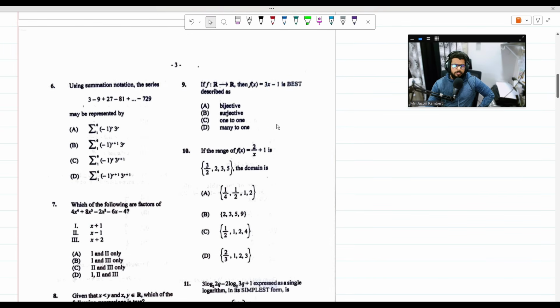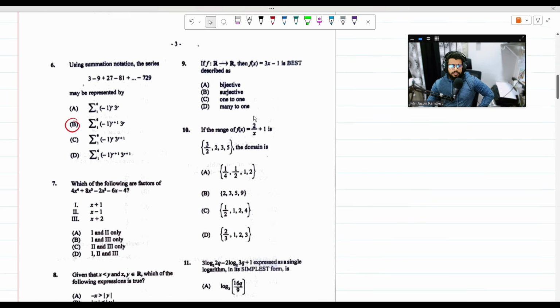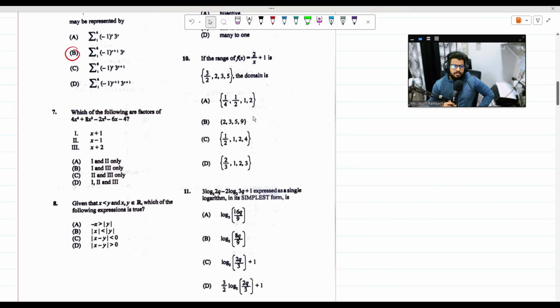Using summation, this will be the r plus 1 and 3 to the r. Yeah, because it's alternating, good. Which of the following are factors of this? This is a repeat question. I know 1 and 2 are factors, and not, no. I know 2 and 3 are factors. I'm not so sure about 1.